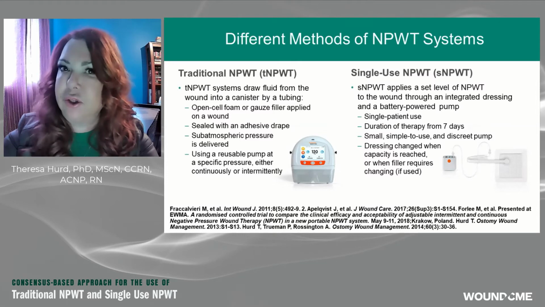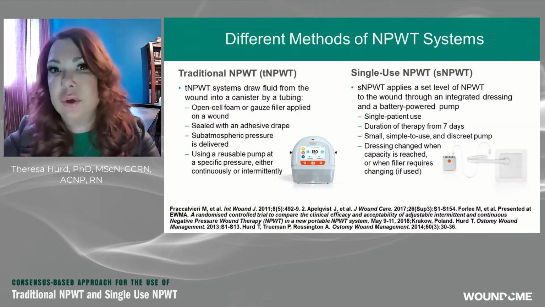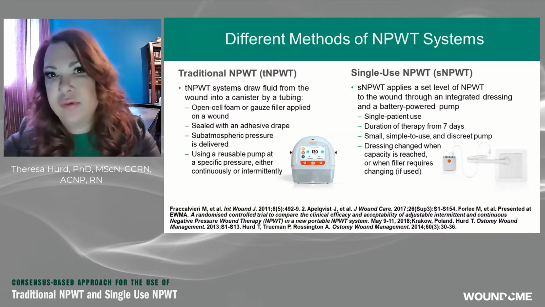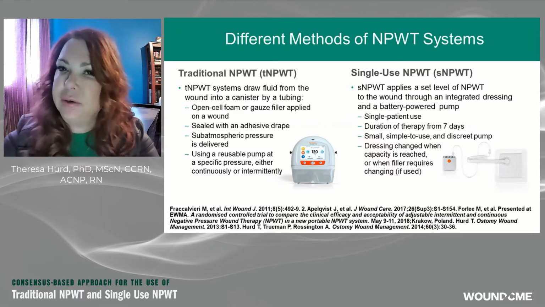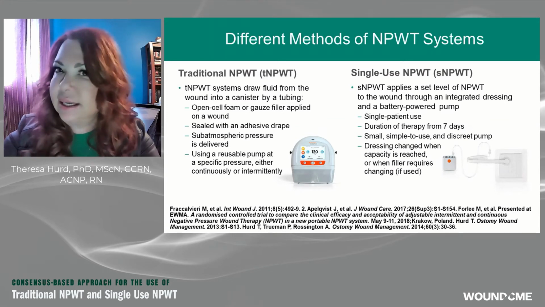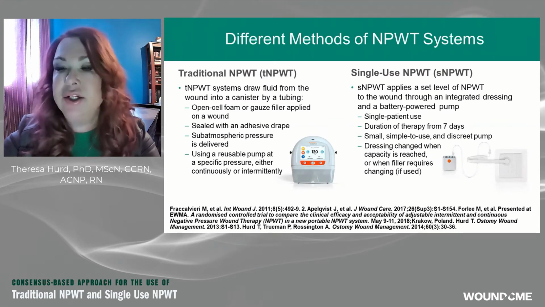Single-use negative pressure has a set level. So the difference here, traditional negative pressure, I can put 125 millimeters of mercury, I could put 75, I could put 50. With single-use negative pressure, PICO, it's always 80 millimeters of mercury. So that's a set level. It's a single patient use. And in addition to that, the therapy is 7 days. In other words, that therapy will go on 7 days.